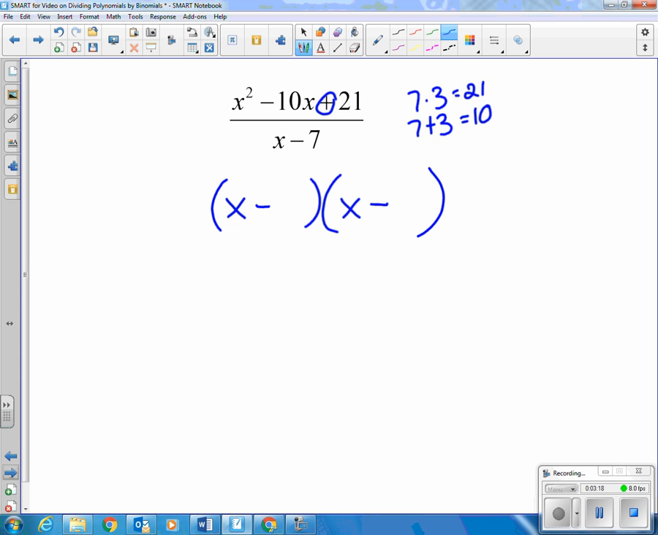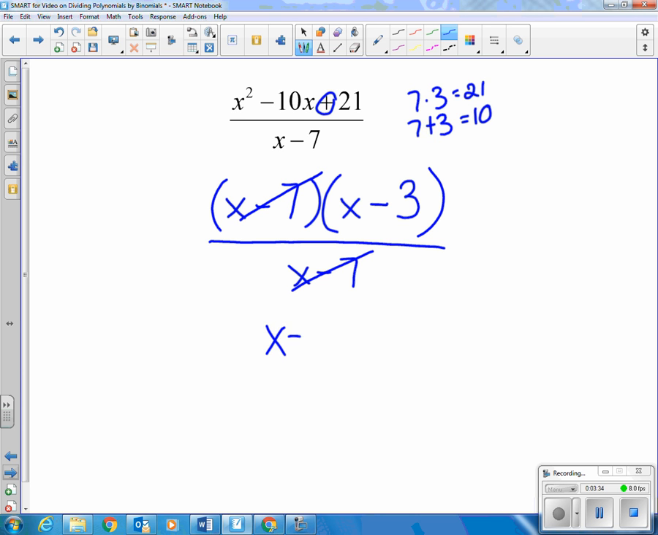So now I have, and it doesn't really matter where I put it, I'm going to put 7 there, put 3 here. And then that would be the top, or the numerator. That's my factors for the numerator. My denominator is x minus 7. And again, I'm looking at what I can cancel out. x minus 7, x minus 7.